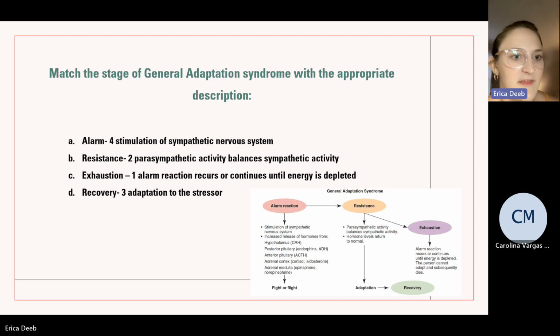So with the alarm stage, that will come first, and that is when the sympathetic nervous system is being stimulated in that fight or flight response. Then we have the resistance phase, which is where parasympathetic activity is going to balance that sympathetic activity. Then we have the exhaustion phase, which is where alarm reaction recurs or continues until energy is depleted. And then we have the recovery stage, which is where you're able to adapt to that stressor. And recovery is what we want to happen when we have a stressor.